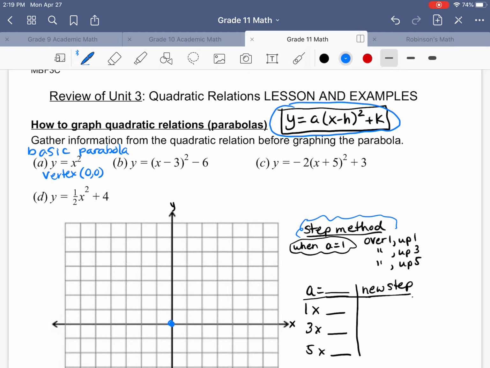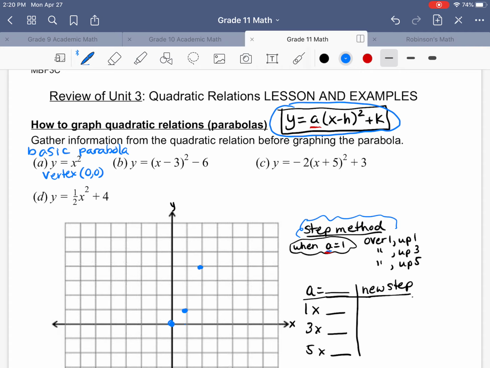So for the vertex, our A value is 1. Let's just look back up here to our vertex form and see where A is. So our A value is 1. That means that when we plot using the step method, we're going to go over 1, up 1, and then plot a point. And then we're going to go over 1 and then up 3 and plot a point. Now, if we have space, we can go over 1 again and then up 5. We don't have space on this grid.